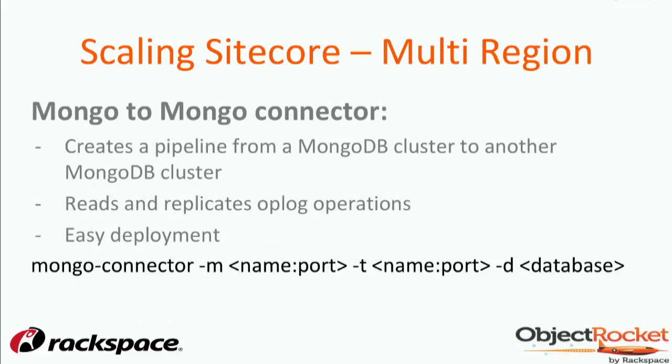So we came up with this solution. We used the Mongo to Mongo connector, which is a pipeline from a MongoDB cluster to another MongoDB cluster. What it does is pretty simple. It reads the oplog and replicates all the oplog operations to a remote location. The deployment is very easy. You just download the Mongo connector and you run that command.